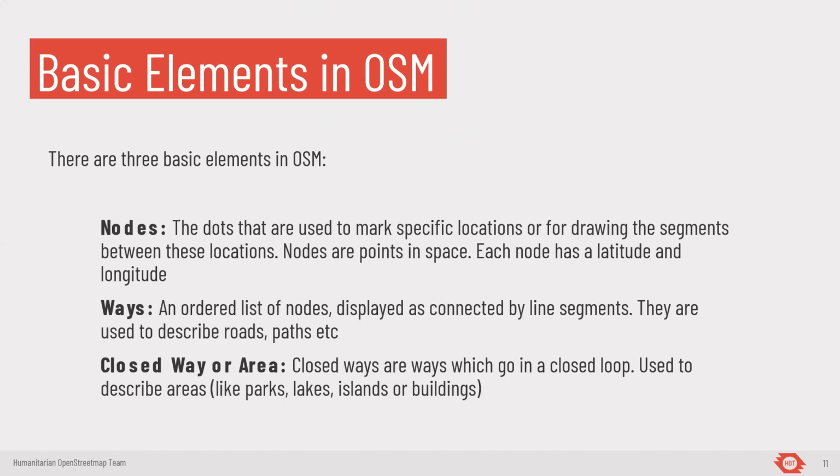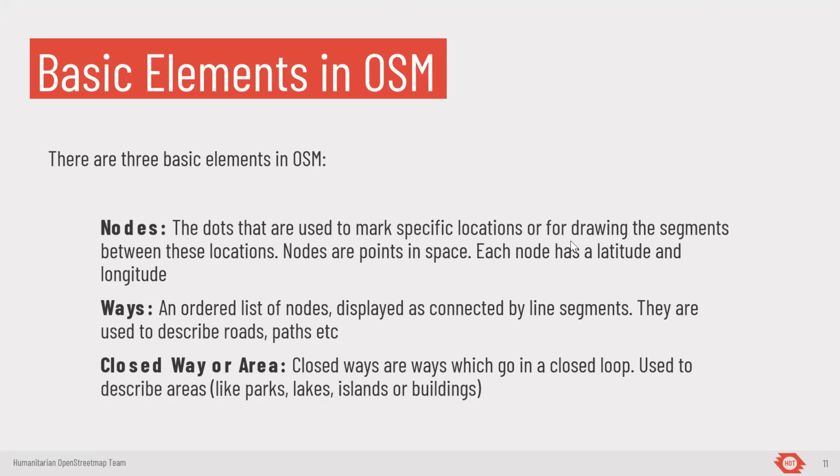But the good thing about JOSM is that one edit tool can be used to draw all of those. You can draw the point, you can draw the linear features, and you can also draw the area features. And you have closed ways or areas, which always represent features like an island, building, lake, or park. Those are the features that will be represented by areas or closed ways. So we will see that in JOSM.